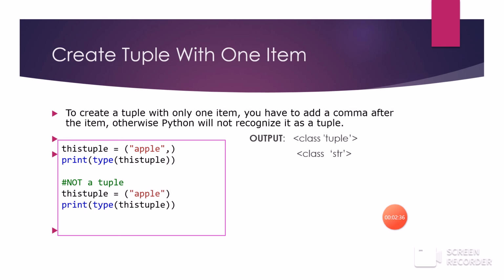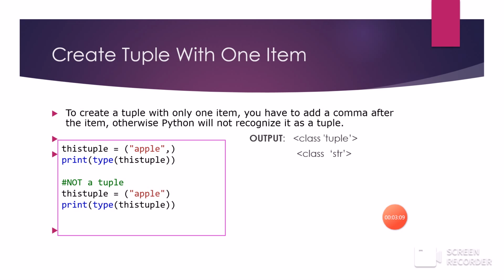Next, create a tuple with 1 item. To create a tuple with only 1 item, you have to add a comma after the item, otherwise Python will not recognize it as a tuple. In this example, this tuple equals apple, comma. When we print type of this tuple, it will show class tuple. It will show the data type is tuple, not string.